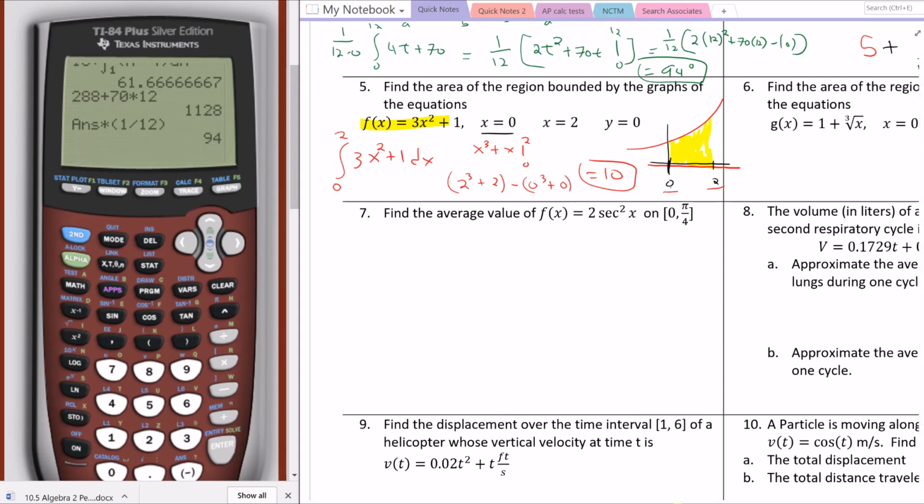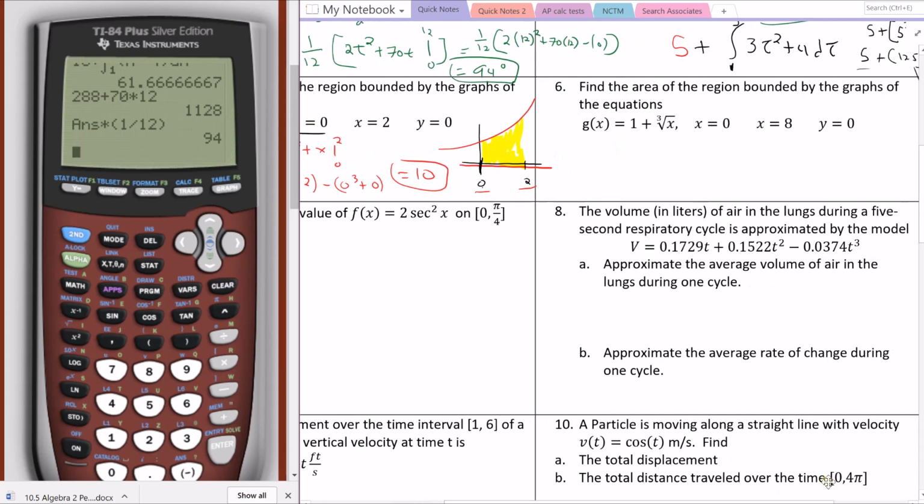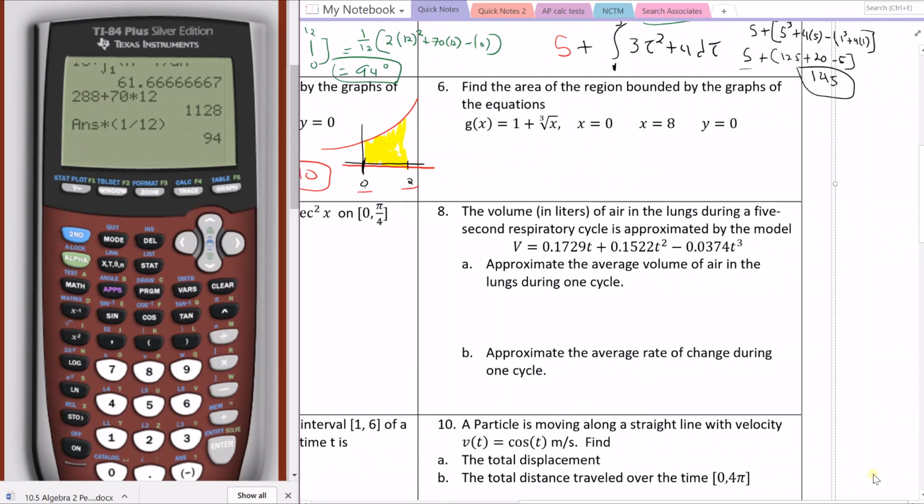All right, next one. Find the area of the region bounded by the graph. So another one here. It's helpful if you can draw a sketch if you need to, but I guess let's do it. If we're going from 0 to 8, y equals 0 is the x-axis again, and then this function maybe looks something like this, and we're trying to find this area here.